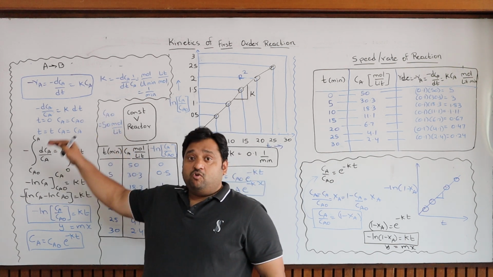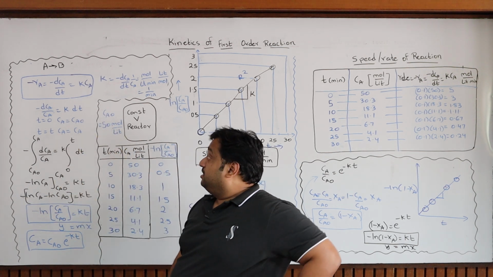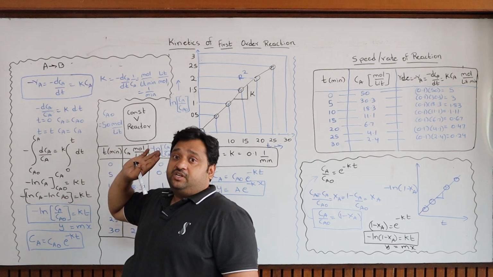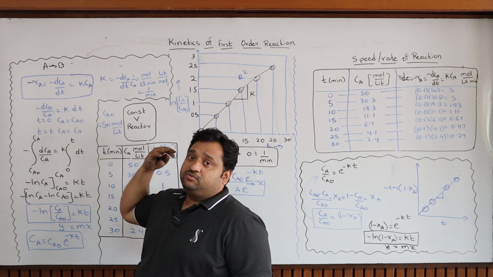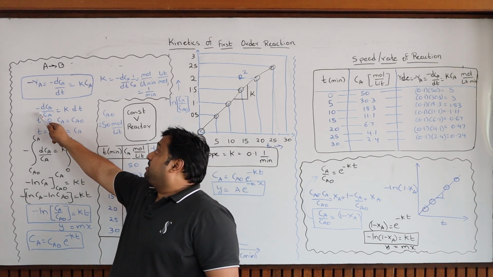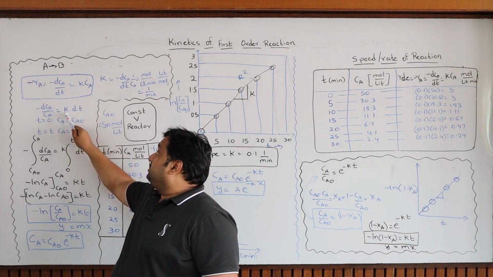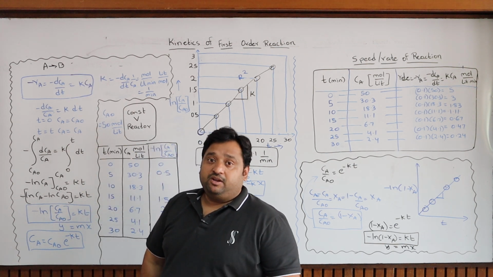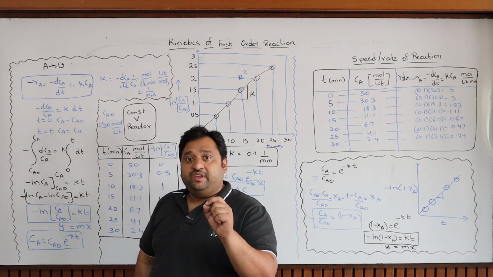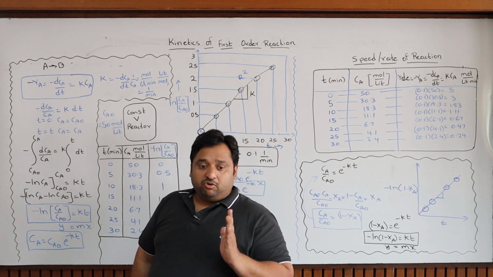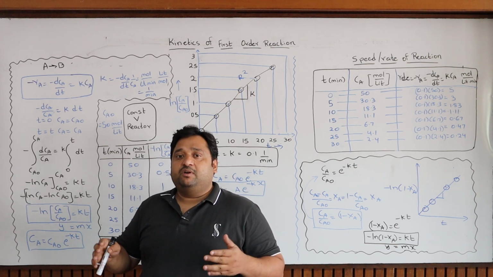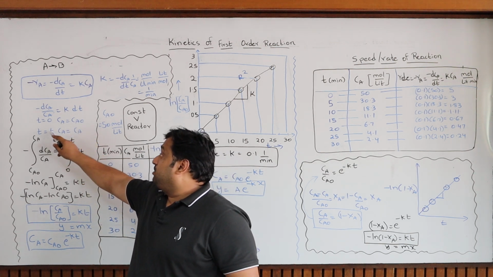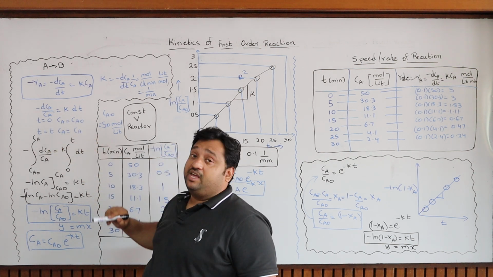Let us go with the derivation. Let us keep the concentration terms on one side and the time terms on the other side, which means minus dCA by Ca is equal to K times dt. Now apply the limits. At time t equal to 0, the concentration of A is the initial concentration, and at time t, the concentration is Ca. That means t equal to 0, Ca equal to Ca0, and t equal to t, Ca equal to Ca.